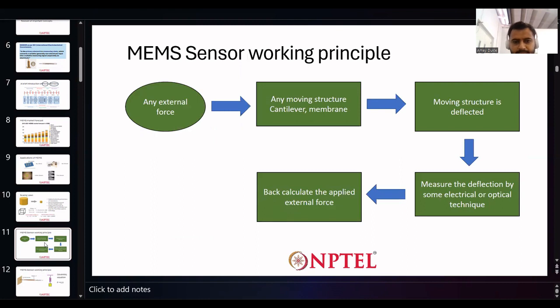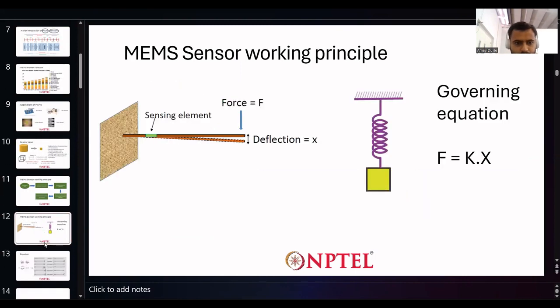So how does a MEMS sensor work? Basically, we have an external force applied on it. Then there is a moving structure, a cantilever or a membrane, and that moving structure is deformed. After that, we measure the deformation, and from that deformation we back calculate what the external force is that has been applied. Here it is a cantilever beam.